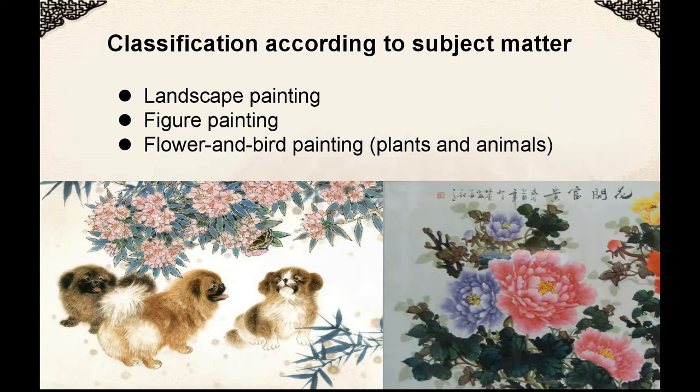According to subject matter, Chinese paintings can be classified into landscape painting, figure painting, flower and bird painting, including plants and animals. Here we can see the adorable dogs and the noble peonies. They are flower and bird paintings.